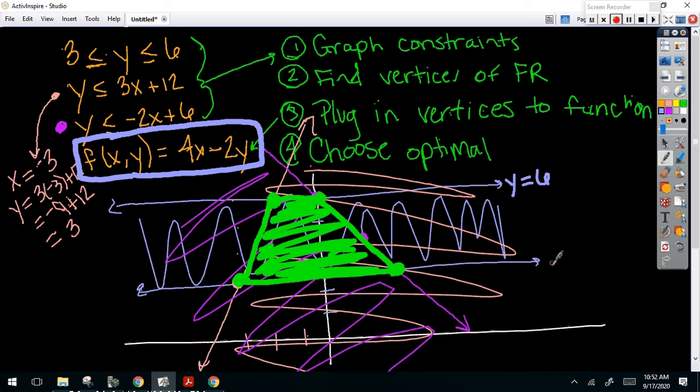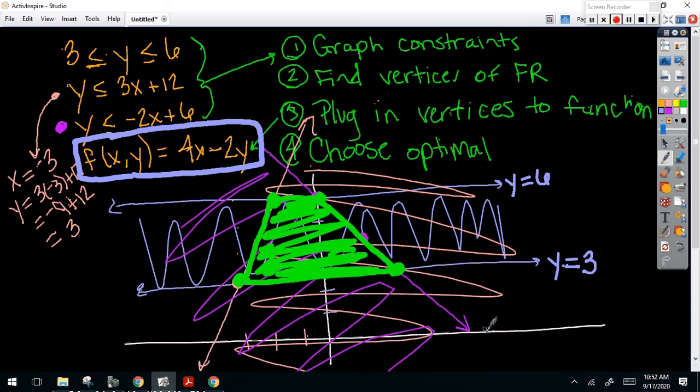I'm a little confused. How did you get 3x? I thought our x was -3x. Which one are you looking at? For the purple line? The pink line. So the pink line, your slope is 3.